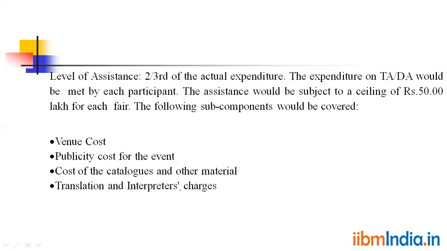Okay, further we are moving towards the level of assistance: 2/3 of the actual expenditure. Suppose you have spent 100 rupees; of that 100 rupees, 2/3 of the actual expenditure will be provided to you. The expenditure on the TADA would be met by each participant. The assistance would be subject to a ceiling of rupees 50 lakh for each fair.